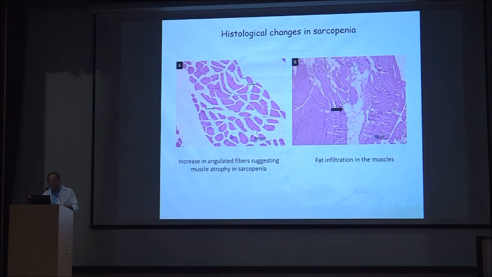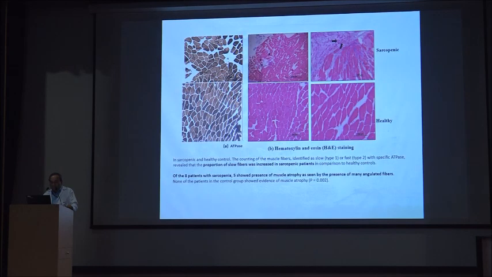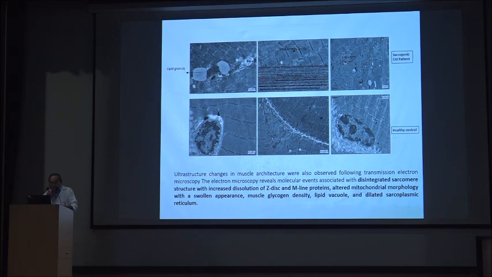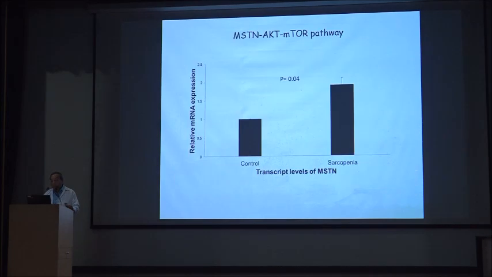What happened again in the muscle, this is on histochemistry, is that there was increase in angulated fibers suggesting muscle atrophy and deposition of fat in muscles. The same thing here also. And this is the transmission electron microscopy showing changes: disintegrated sarcolemma is seen, with increased dissolution of Z and M line protein, altered mitochondrial morphology, which are swollen, and muscle glycogen is decreased.